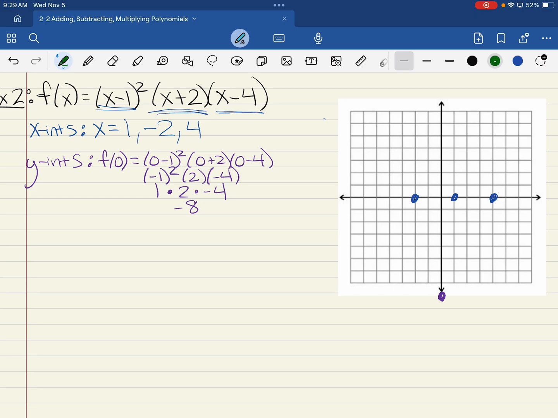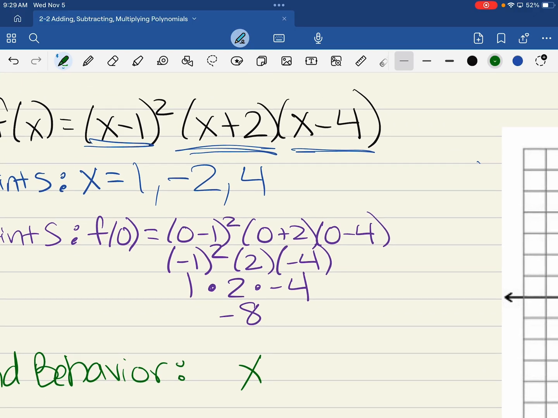Step number 4 is end behavior. So we need to find what that first term is going to be, if our degree is even or odd, and if our leading coefficient is positive or negative. So see how many x's we have. How many x's? 3, almost. So this one's tricky.